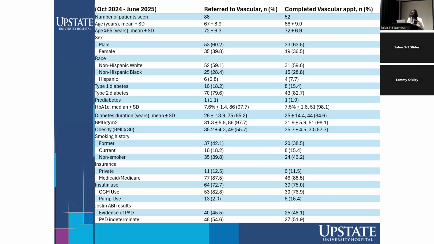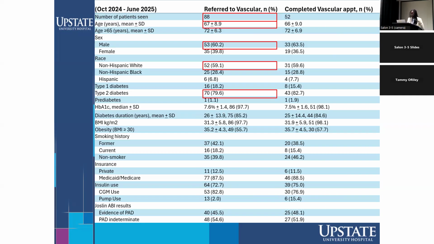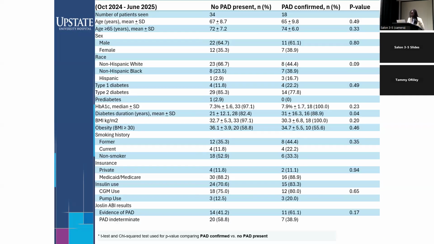appointment. So overall, we were able to refer 88 patients. The mean age in years was 67, mostly males. 60% were non-Hispanic whites. 80% had type 2 diabetes. And the mean diabetes duration was 26 years.